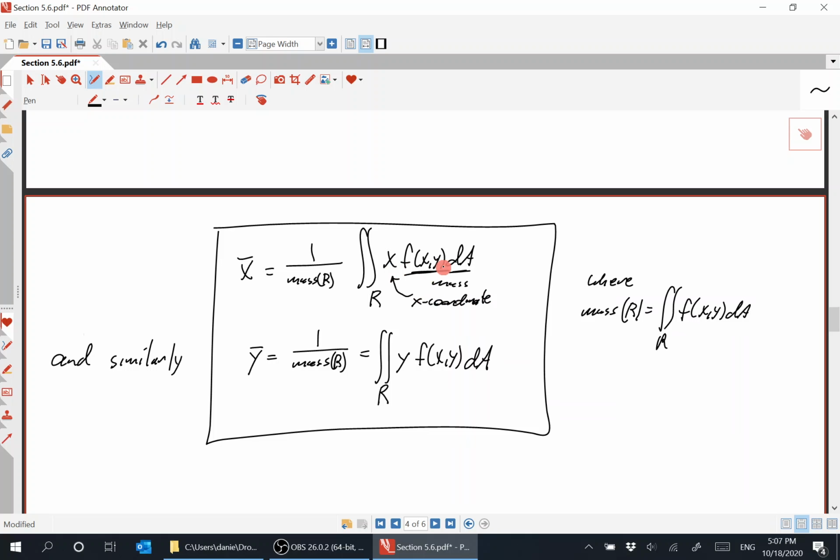So this is total x moments. Mass times x coordinate, right? Total x moments, the double sum over x f x y delta A. So that's total x moments over total mass. This is total y moments over total mass.